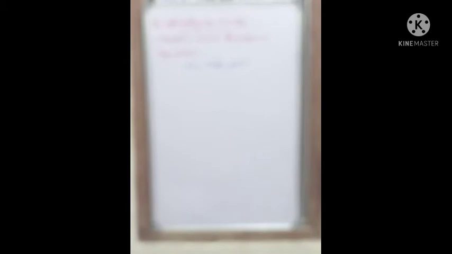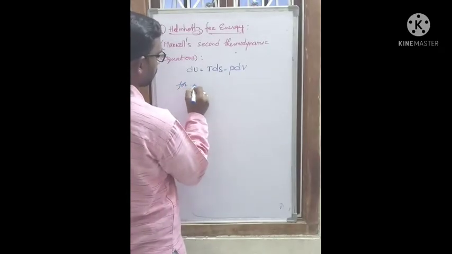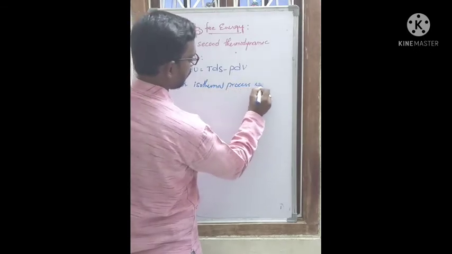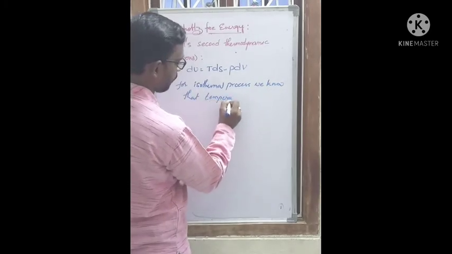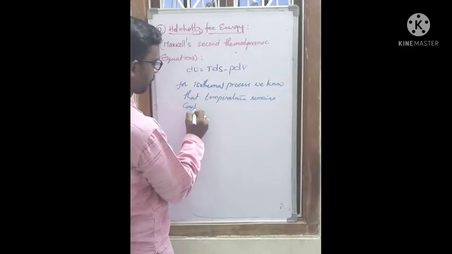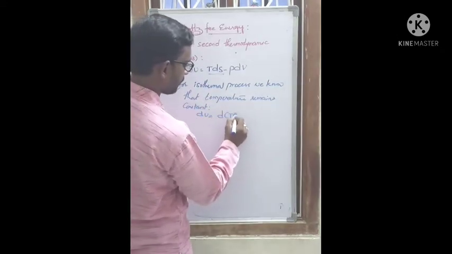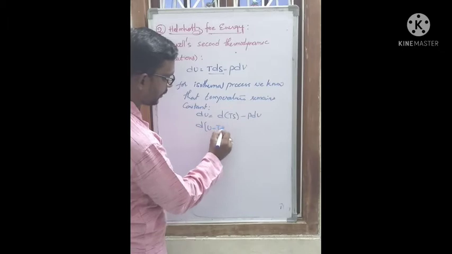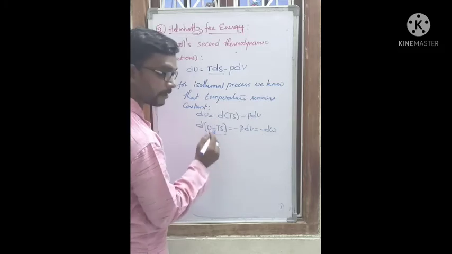For isothermal process, we know that temperature remains constant. Therefore, what happens? This can also be written as dU equal to d of TS minus PdV. Okay. So from this equation we'll write dU minus TS equal to minus PdV. So that is equal to minus dW, and this can be represented by F.